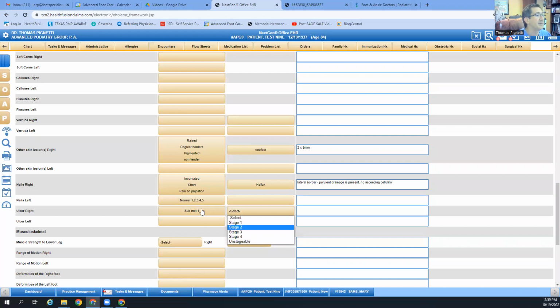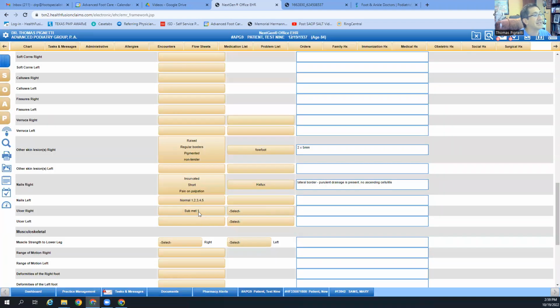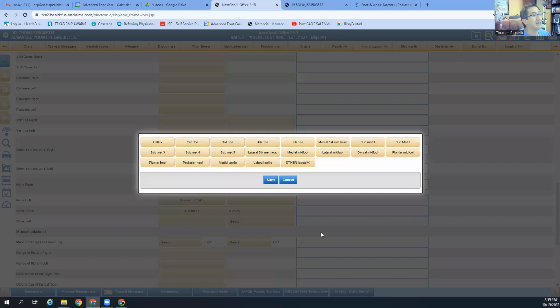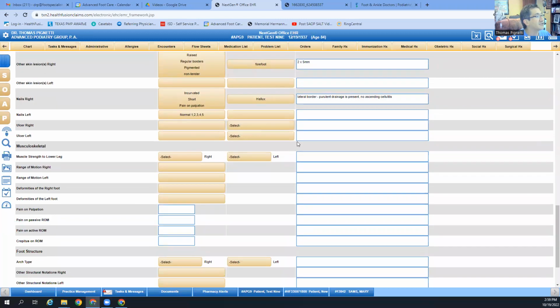But that's ulcers. And by the way, if you want to take anything off, let's say if I were to take that away, I have to click it. If I don't save it, it stays on there. If I save it now, the clicking off is now saved. So now we have our toenail shown.